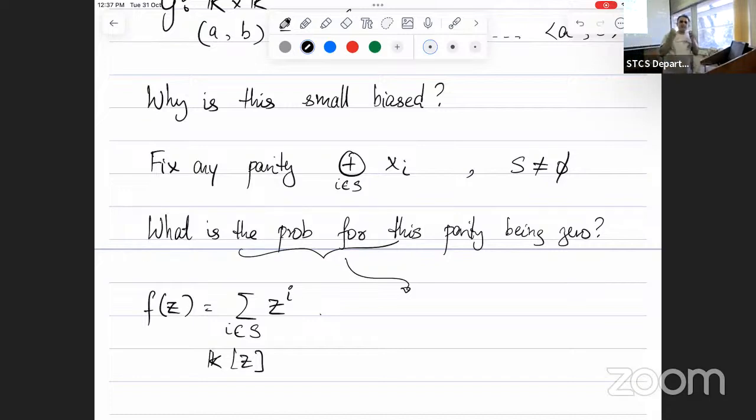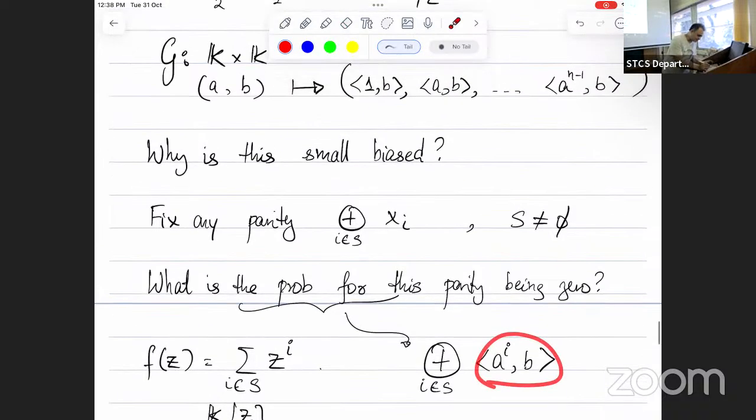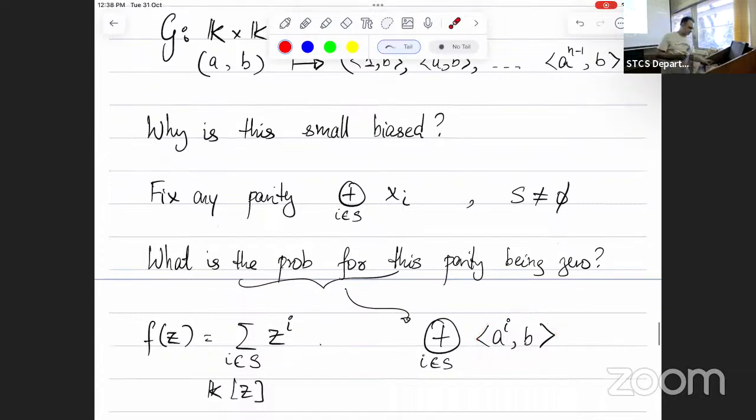What is the parity we care about? We care about the parity of the sum over i in S of a to the power i, dot b. Right, because this was the ith coordinate of my generator. And that's what we were caring about.